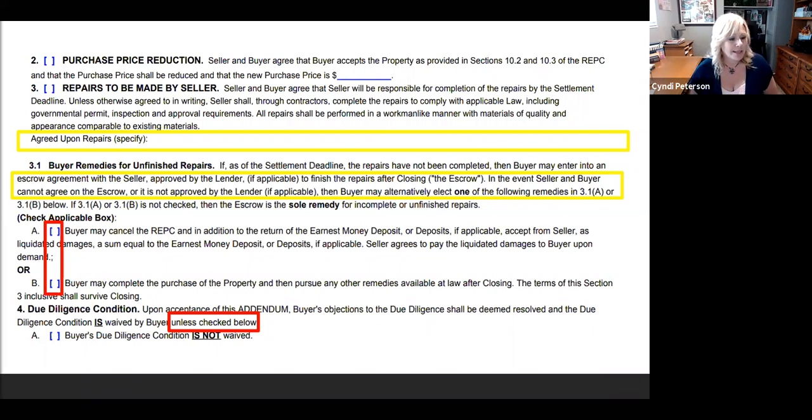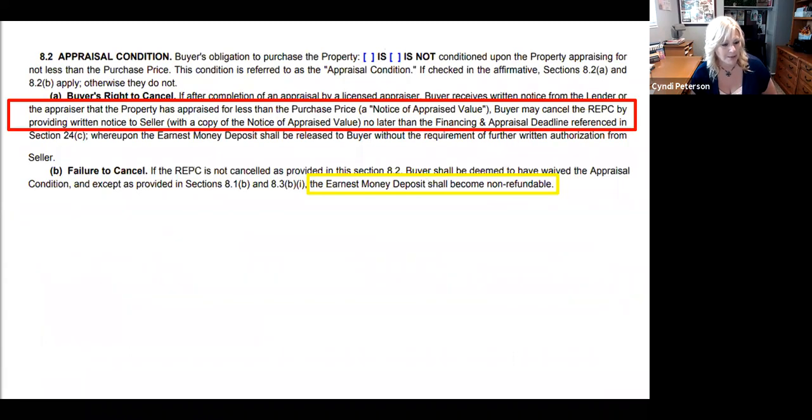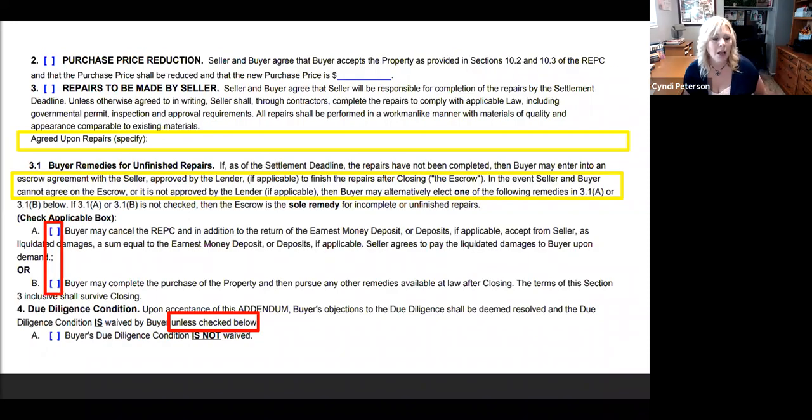Due diligence condition. Upon acceptance of this addendum, buyer's objections to the due diligence shall be deemed resolved, and due diligence condition is, sorry, I'm going to move this little, oh, it's not letting me move it. Darn it. It's right in the middle of here. Buyer's objections to the due diligence shall be deemed resolved, and the due diligence condition is waived by buyer unless checked below.